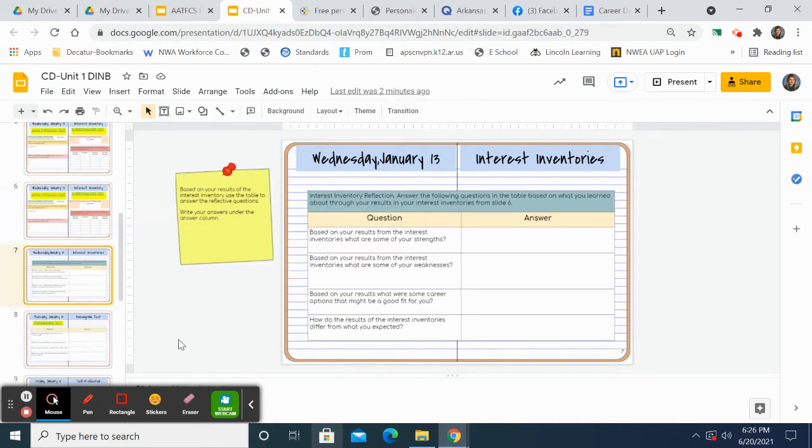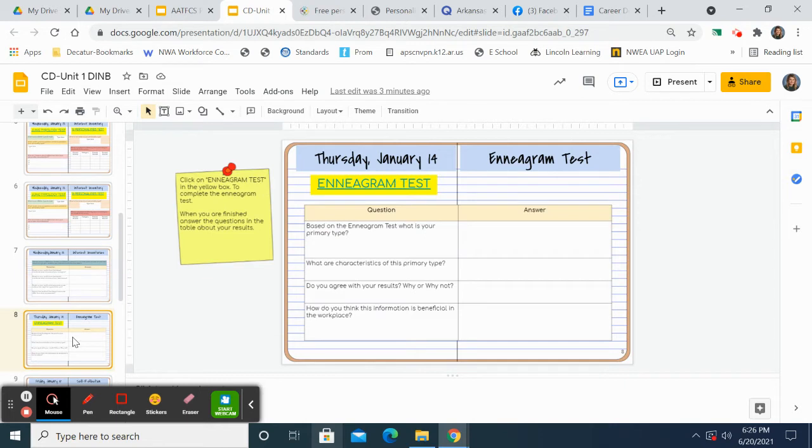Once they have finished their interest inventories, I have them do a little reflection, and I ask them 4 questions, and then they have to give me some answers. This information should all be based upon what they learned about themselves in their interest inventories. I also have my students take the Enneagram test. I know this is a very trendy test these days, and so I think it's always cool for students to come back into the classroom and be like, yeah, I was on Instagram last night, because the Enneagram's so trendy right now. But I also read the Enneagram test to them, and then I have them answer 4 questions as well.